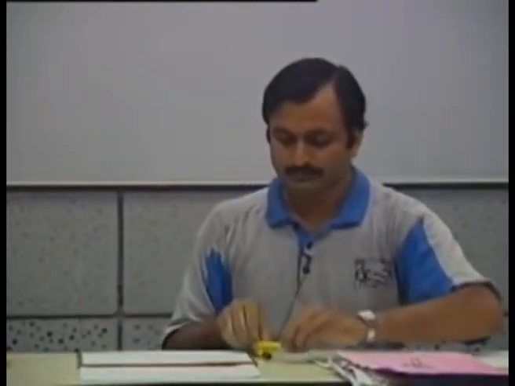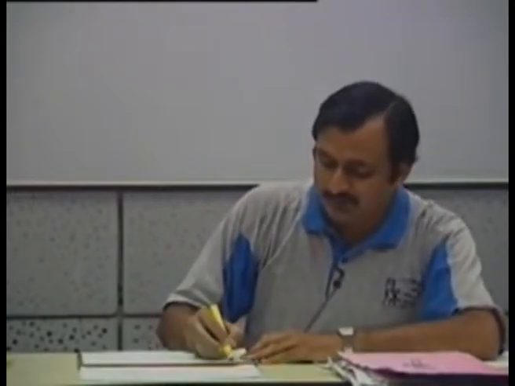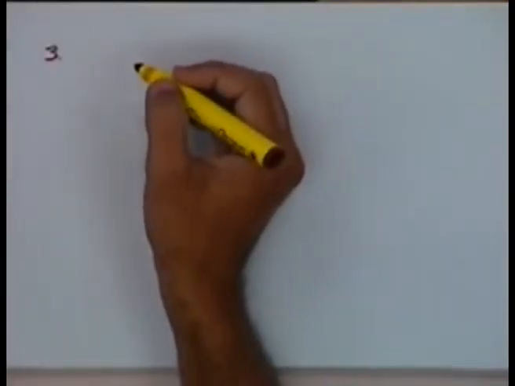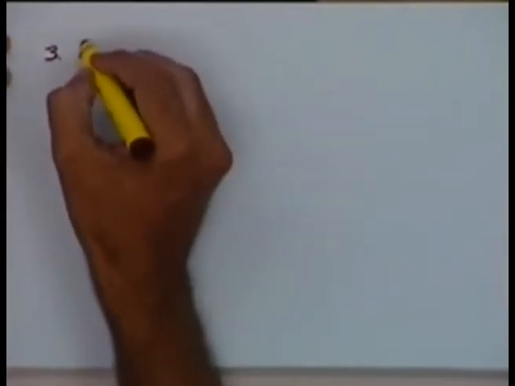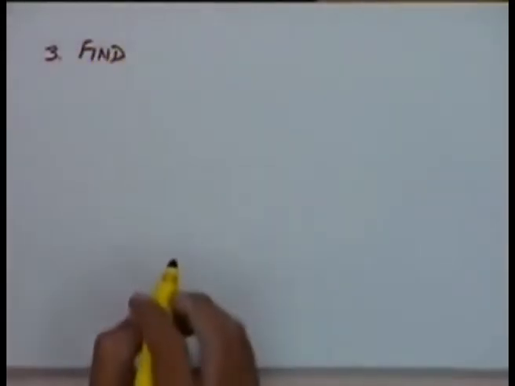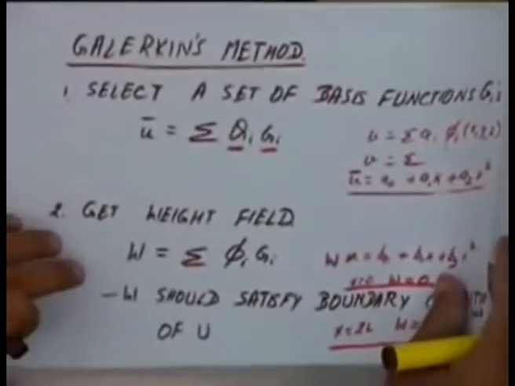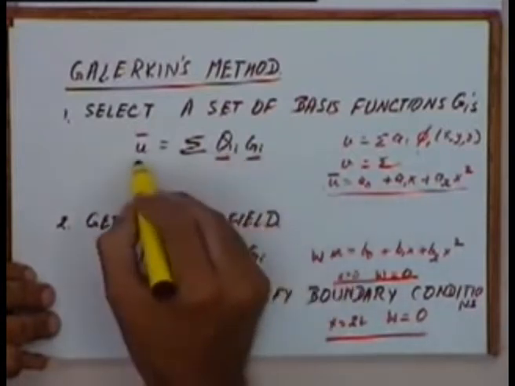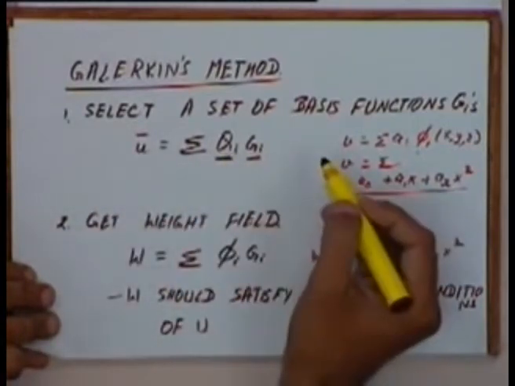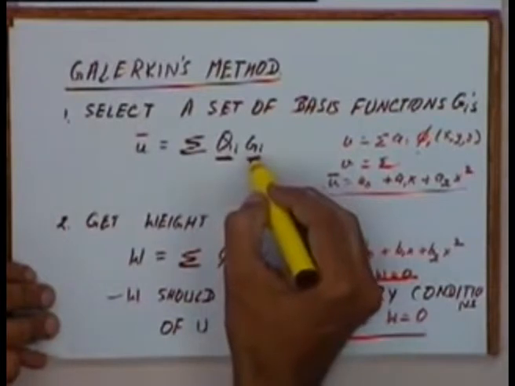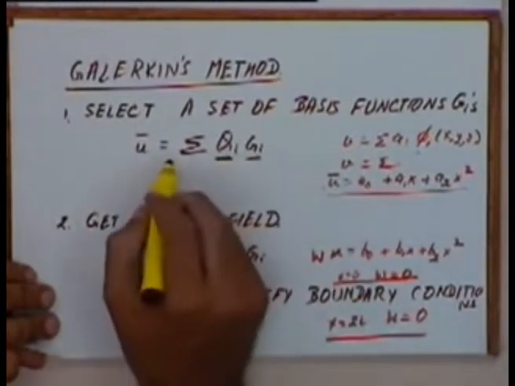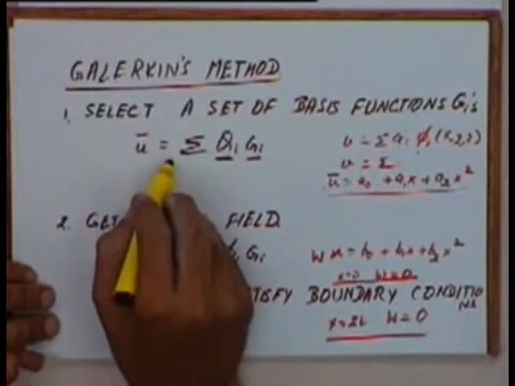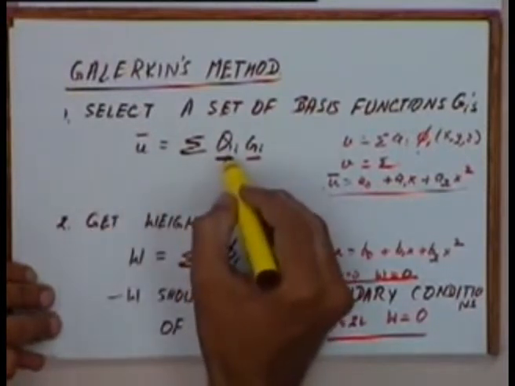Then the next step is, now that we have defined the u bar as well as W, the weightage field, our eventual aim is to find out u bar. U bar basically means that we have to find out the qi's, because gi's are the functions that we have taken. If we can find out the qi's, we have found out the deformation field in the body. So our aim is to find qi.